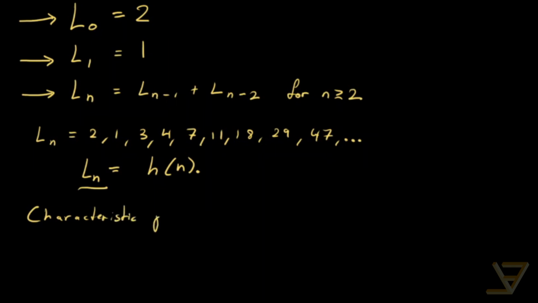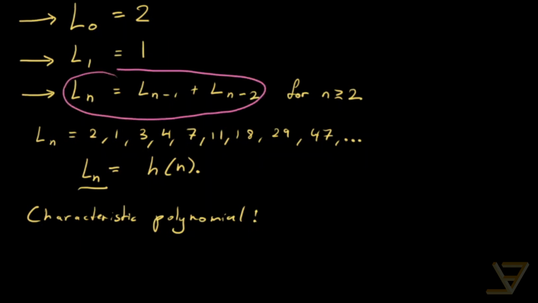Characteristic polynomial. That characteristic polynomial in this case, since we have this recurrence, is going to be a quadratic, and the equation is x squared equals x plus 1. That's the equation, but the actual polynomial is just x squared minus x minus 1. And we're going to let that equal f of x.